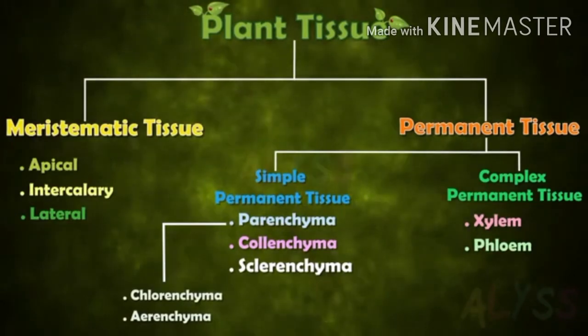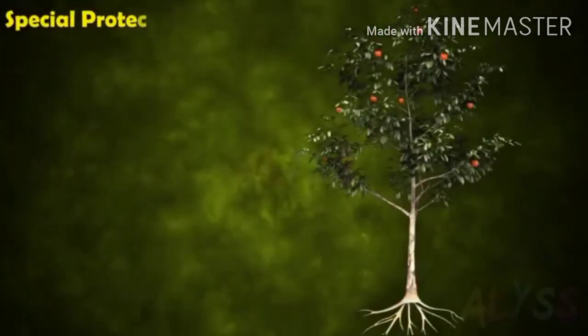The stages of the process of photosynthesis. Number 1, photochemical reaction or light reaction. Number 2, dark chemical reaction.